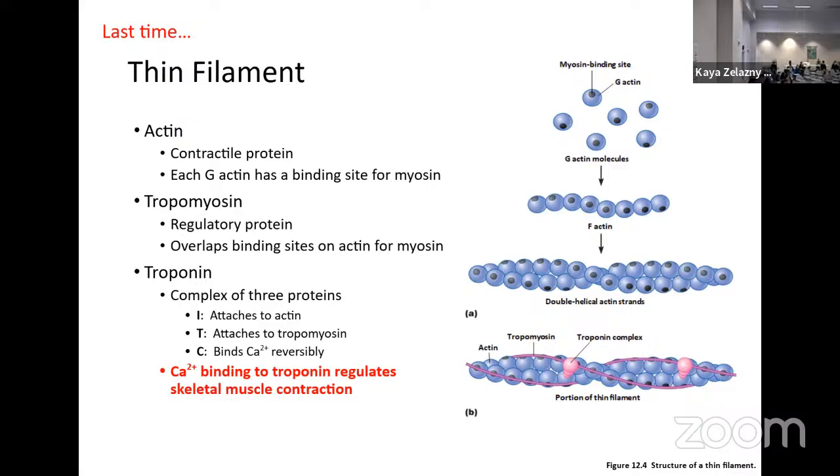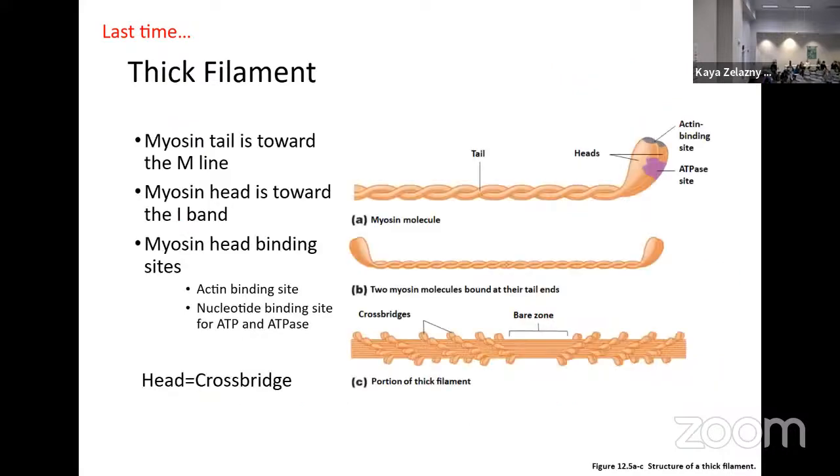Our sarcomeres are made primarily up of 2 types of filaments, so proteins. We have actin making up a thin filament. Here's the structure of actin. We have our myosin making up a thick filament linked together in the middle of the sarcomere by the M line. It looks like this. It's got this structure called a cross bridge on it with an actin binding site and a place for ATP to come in. I'm going to flip back for a second.